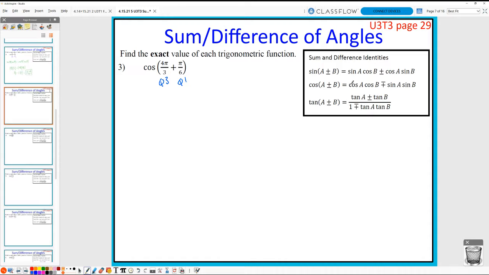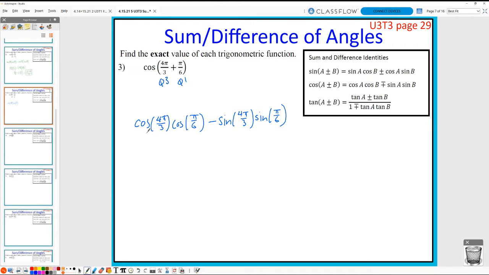Okay, so cosine is a little bit different. The sign is going to change, right? So if it's addition, it will become subtraction. Subtraction will be addition. Not only so, but the order of our trig is different. Earlier, it was sine, cosine, cosine, sine. Now it's cosine, cosine, sine, sine. So let's rewrite this. Cosine of 4 pi over 3 multiplied by cosine of pi over 6. It was addition. Now it's subtraction. Sine of 4 pi over 3, sine of pi over 6.